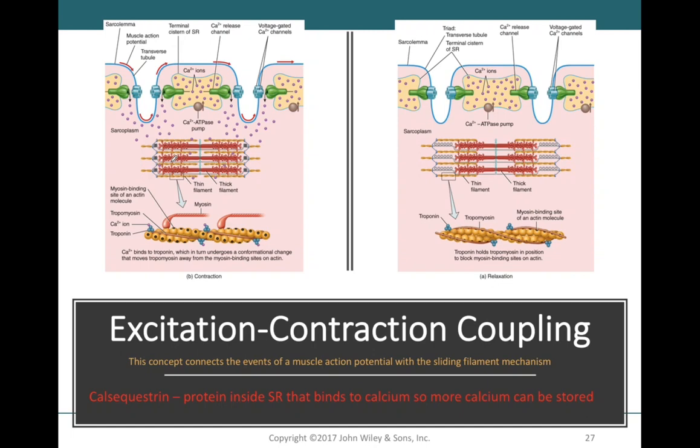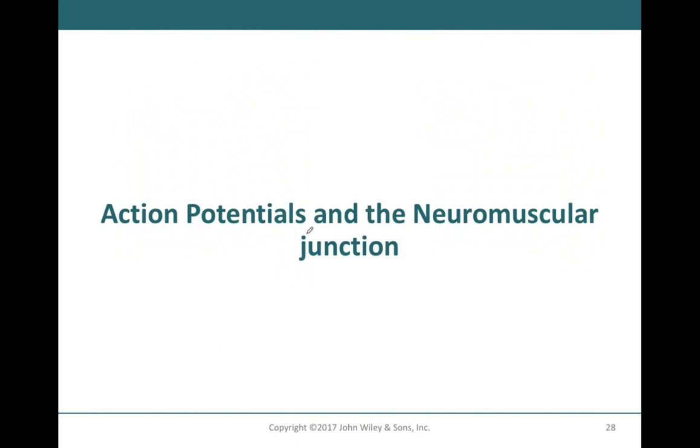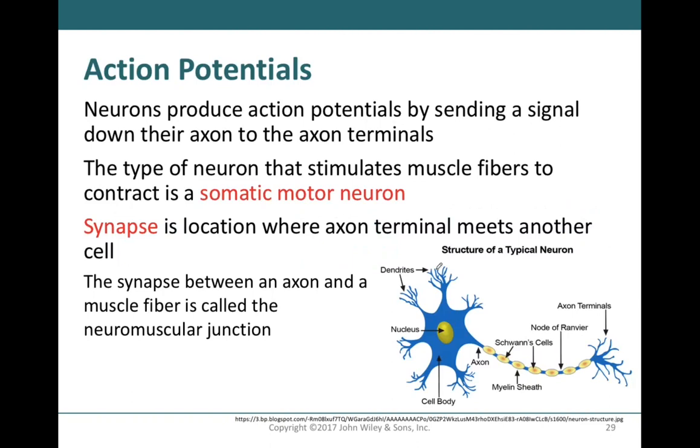So the major control factor for what caused all of these events to happen is a muscle action potential. The action potential is what causes muscle contraction, and when that stops, we're going to get muscle relaxation once again. So now we're going to discuss a little bit about action potentials and explain a few concepts about the neuromuscular junction, which is where nerve cells and muscle cells meet.